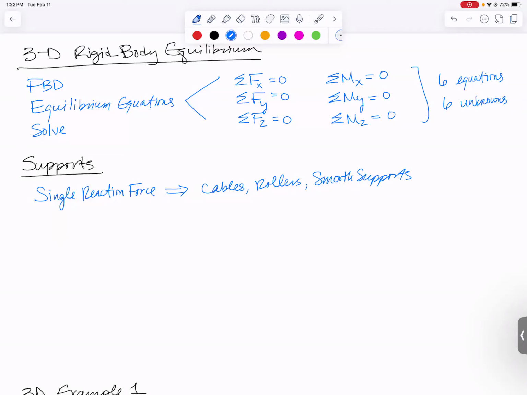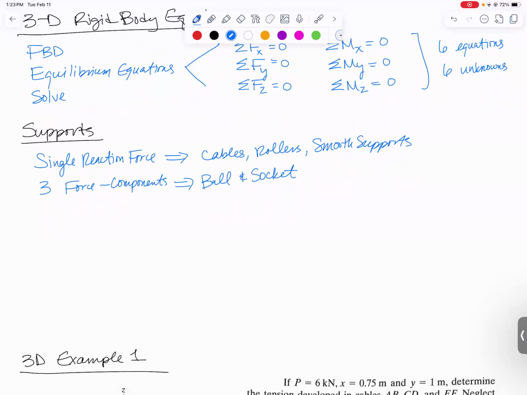The next thing we have is kind of the 3D version of a pin. We call it a ball and socket. The idea with a ball and socket is it allows free rotation about any axis, but does not allow translation in any direction. So we're going to have 3 unknown force components at a ball and socket. If the ball and socket is at point A, we write those as Ax, Ay, and Az.